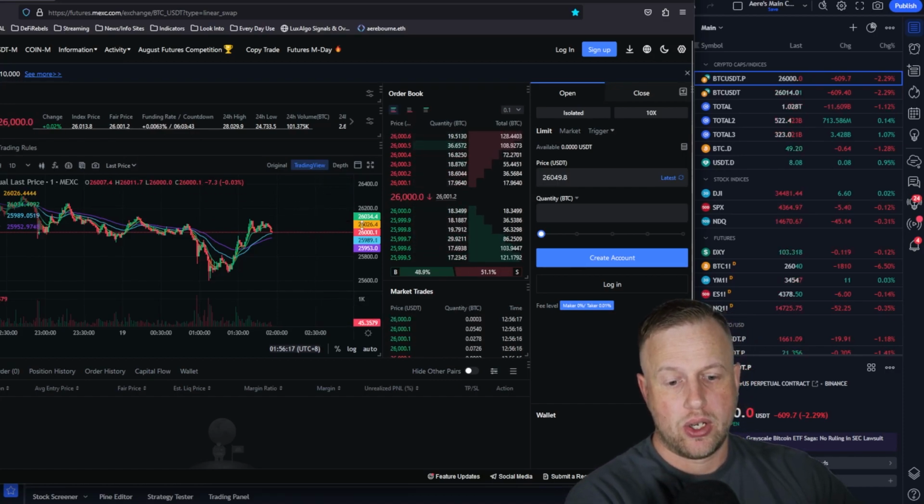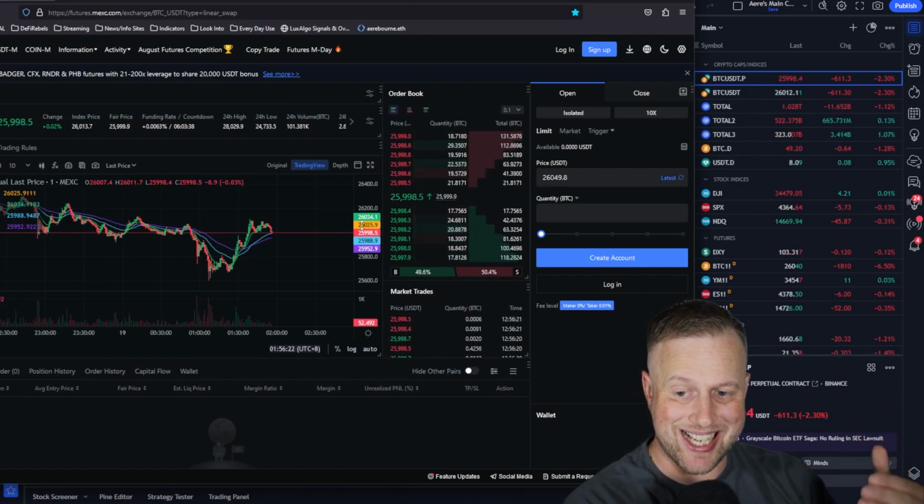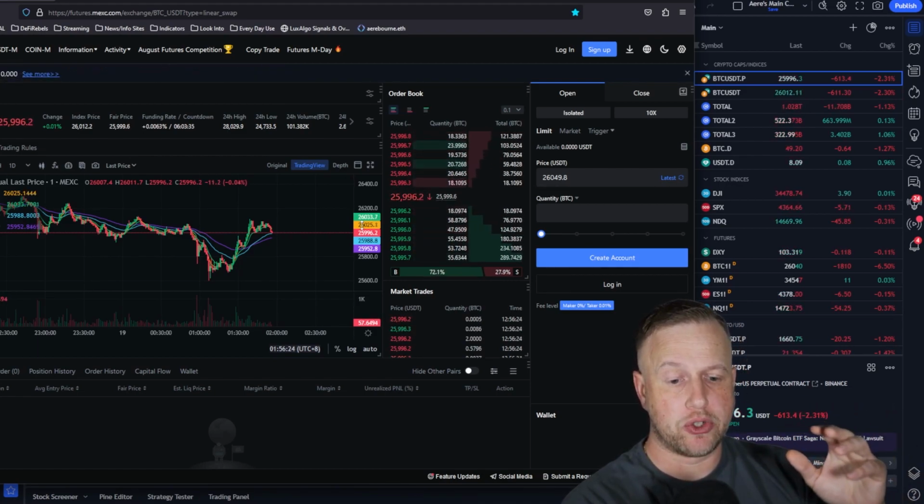So use low leverage. Use low leverage. Practice risk management. Set stop losses. Your goal right now should be winning trades.